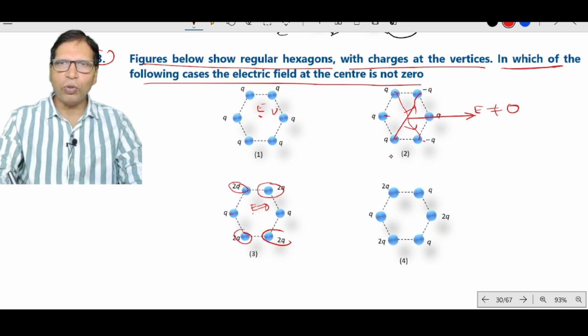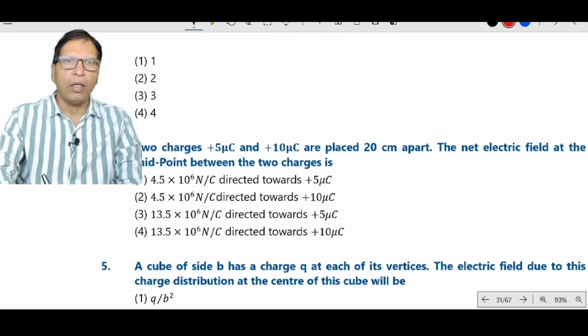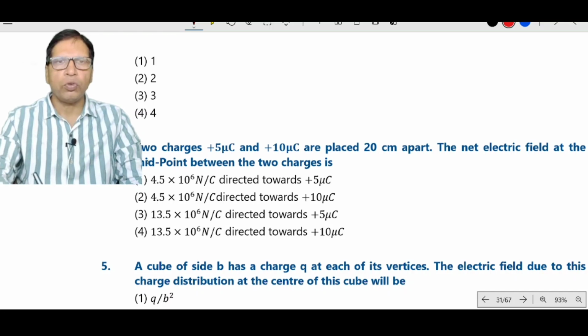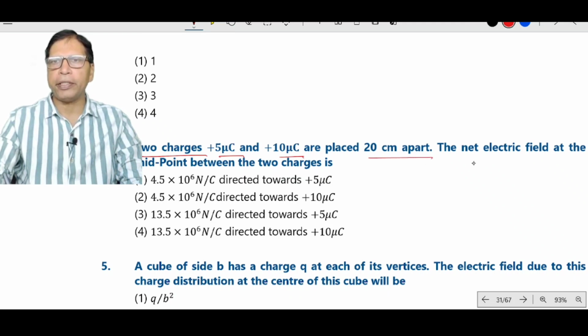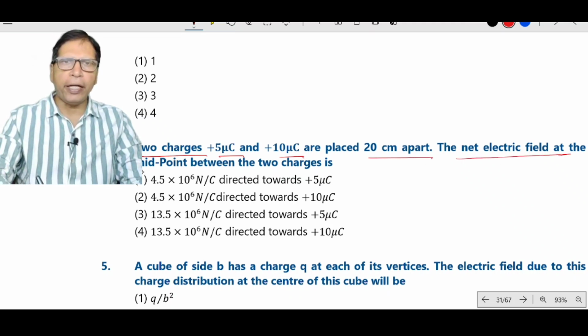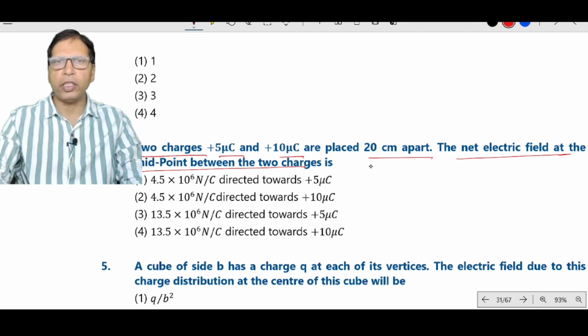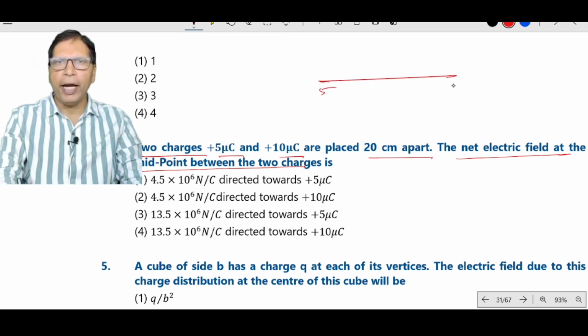So option 2 is correct. Look at this. Question number 2. Two charges, 5 microcoulomb and 10 microcoulomb, are placed 10 centimeter apart. The net electric field at the midpoint between the two charges. Look at this. This is the 5 microcoulomb and this is the 10 microcoulomb, and this is the midpoint.